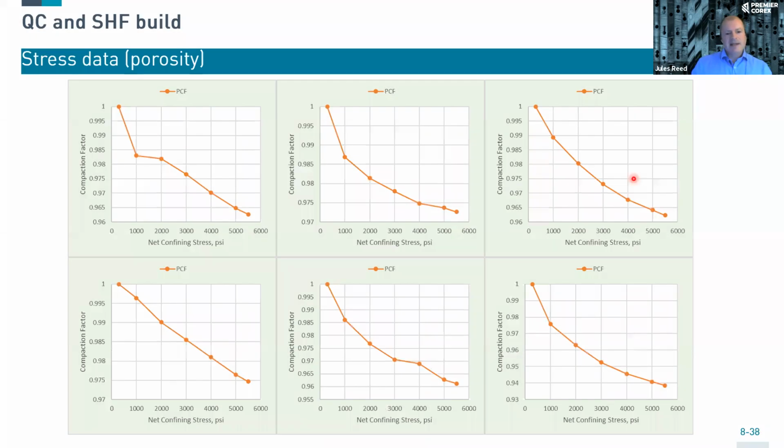Here's my stress data on porosity. I've got 6 of 34 samples here. Some of them are showing reasonable curvature. Some of them are not. Some of them are showing some errors. This one may be going into pore collapse. This one is showing some uncertainty. So this may not put them as a quality flag 3 yet, but you begin to say, well, I need to be a bit cautious with this. So I give them a quality flag 2.